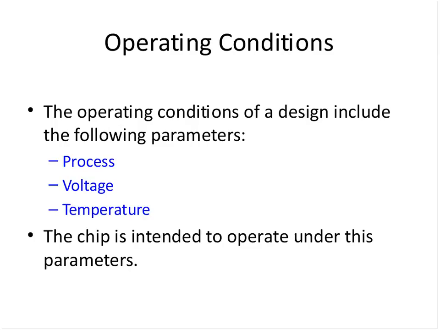These are not fixed values, everything is a range. For example, process is again a range from slow slow to fast fast. Voltage is again a range, which is typically -10% of a target VDD to +10% of the target VDD. Temperature is again a range, it could be from 0°C to 125°C. So the chip is intended to operate in all such ranges and in all the possible combinations.